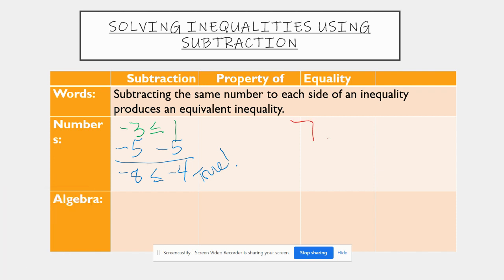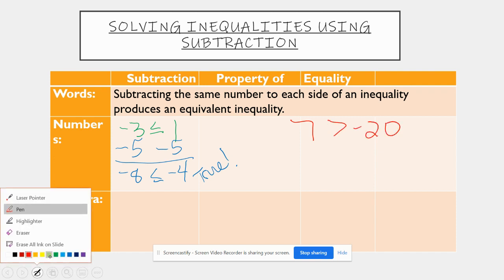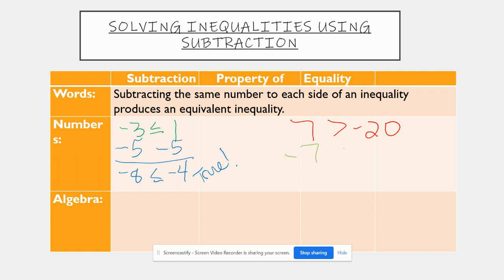If we had 7 is greater than negative 20. And then from there, we subtracted 7 from both sides. 7 minus 7 is 0. Negative 20 minus 7 more is negative 27. 0 is still greater than negative 27. That's still true. And because we subtracted 7 from both sides, that makes that the subtraction property of equality. Again, we'll fill in this algebra part when we see you in class.